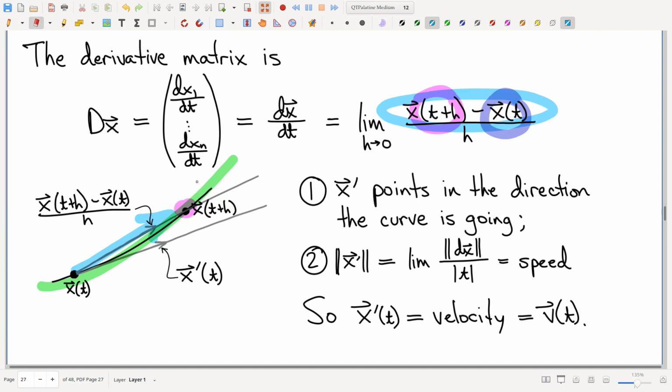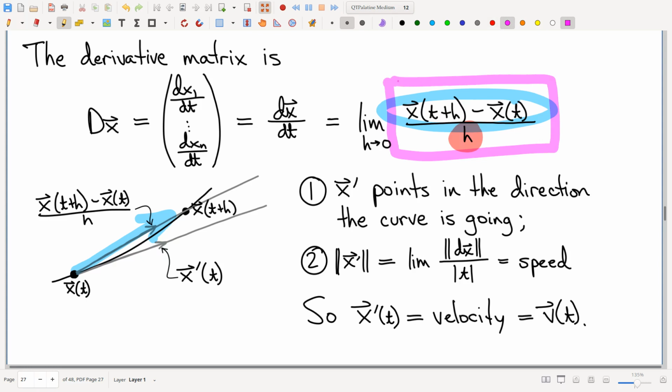Let me clean up my picture a little bit. That's that difference there. What happens when I divide by h? Well, when you divide by h, the direction doesn't change. I just get a different magnitude. So maybe something like that. Okay, and now the question where we have to sort of think a little bit intuitively, what happens when I take a limit? So what happens as this point gets closer and closer and closer?